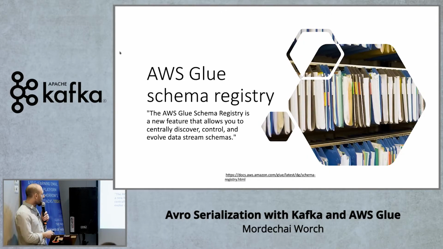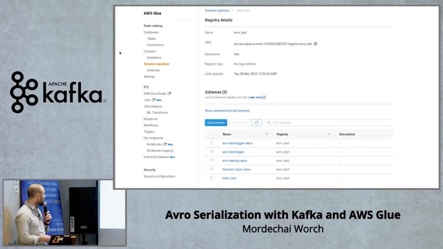Okay, so that brings us to AWS Glue Schema Registry. AWS Glue Schema Registry is yet another AWS service. Since we're using MSK, we might want to use another AWS service.